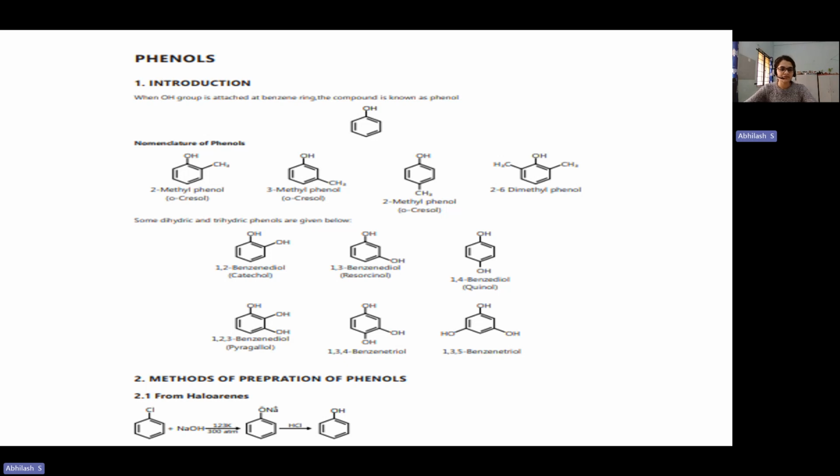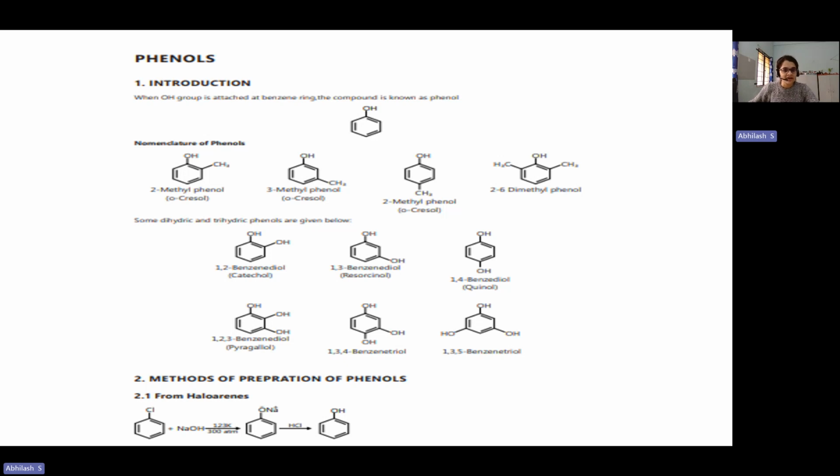Today I am going to discuss one of the most important topics from the JEE Mains and Advanced point of view, that is phenols. First we discuss the structure of phenols and the general formula. The general formula is C6H5OH, where the phenol structure has the hydroxyl group directly attached to the benzene ring. Here you can see the structure of phenol, which has the hydroxy group directly attached to the benzene ring.